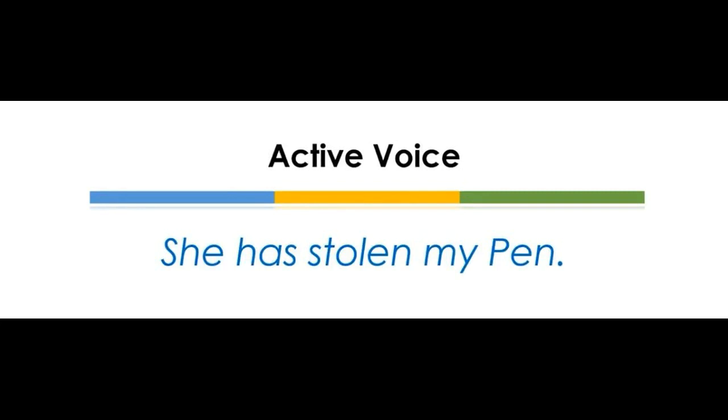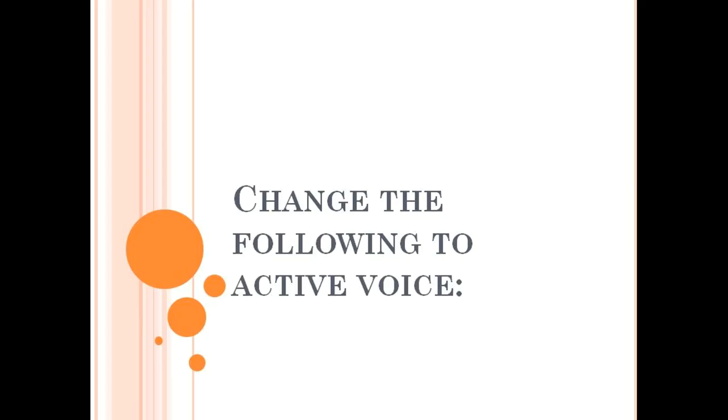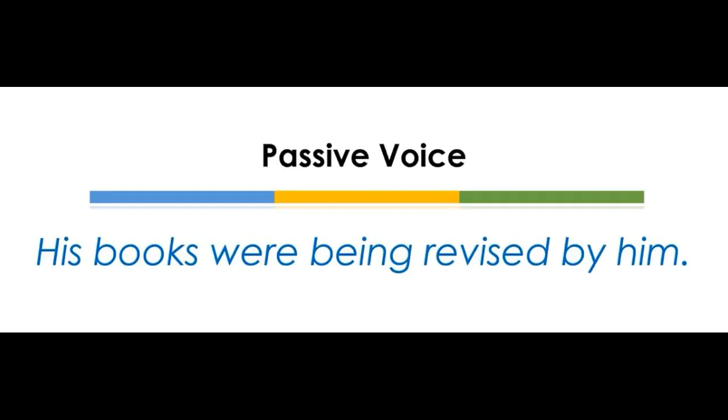Here comes the third sentence. She has stolen my pen. Convert it into passive voice. The answer to the third sentence is, my pen has been stolen by her. Change the following into active voice. The first one is, his books were being revised by him. Convert it into active voice.